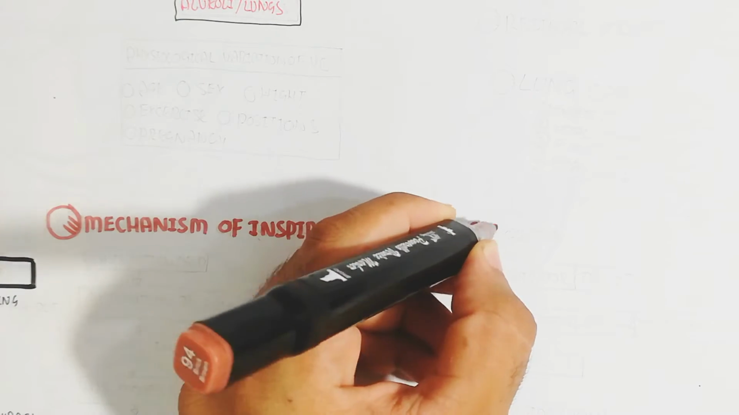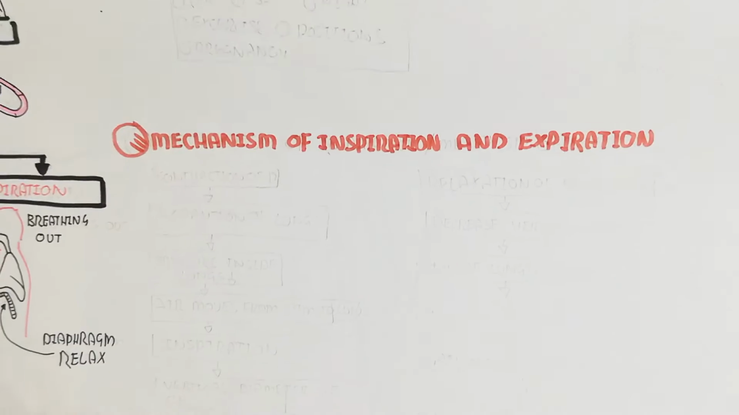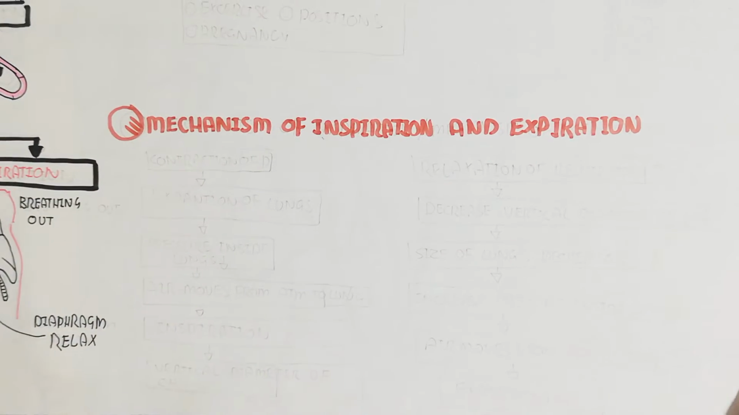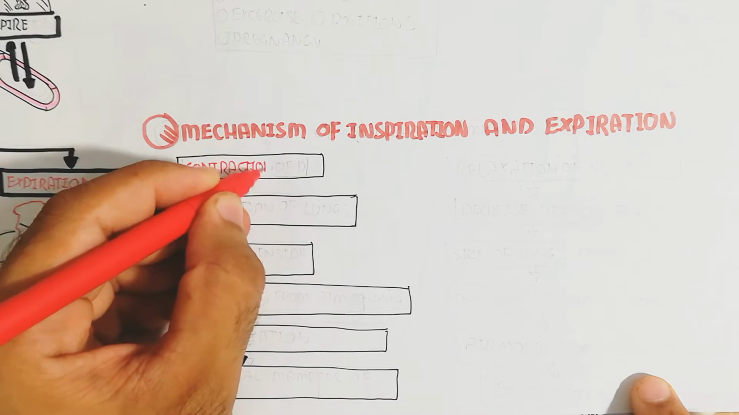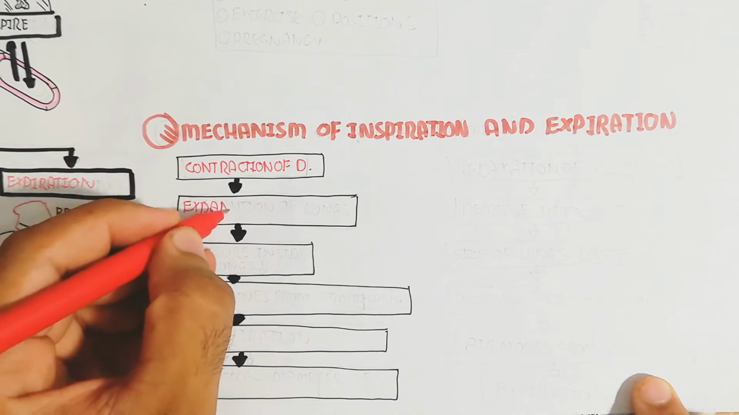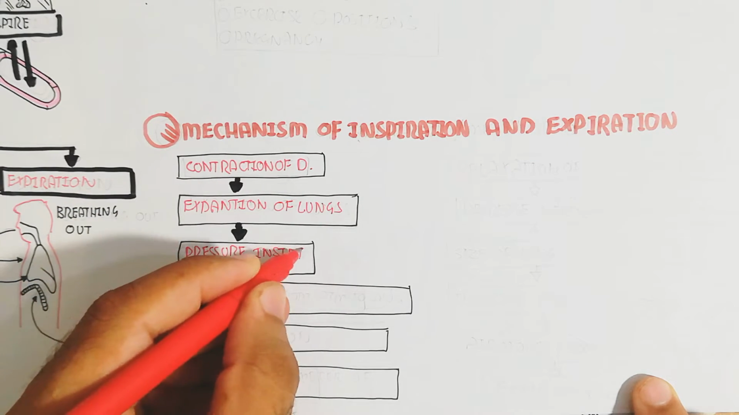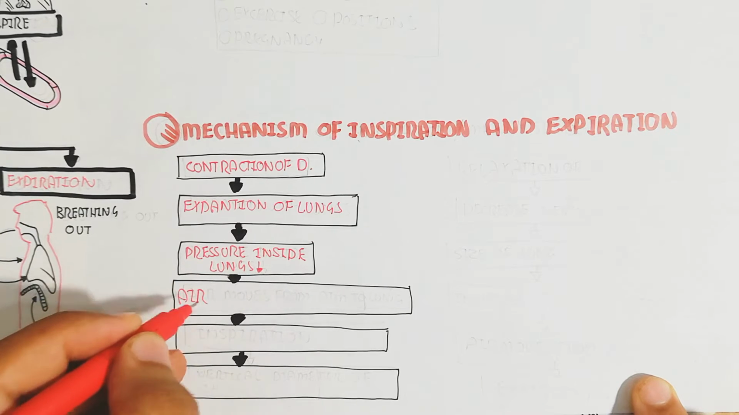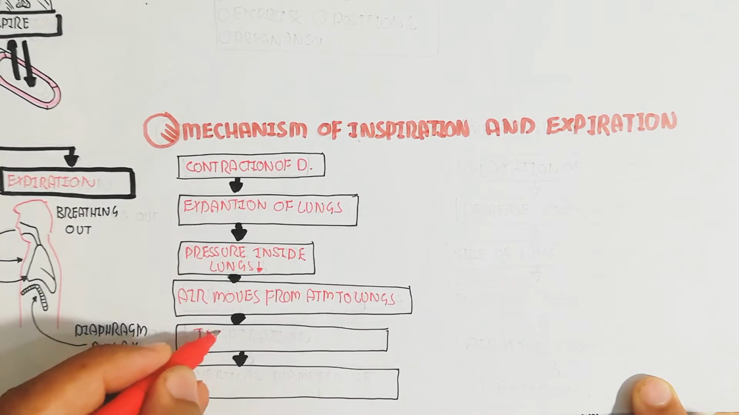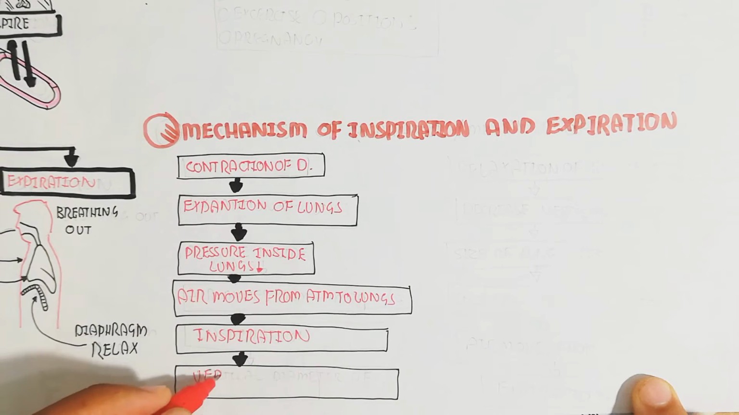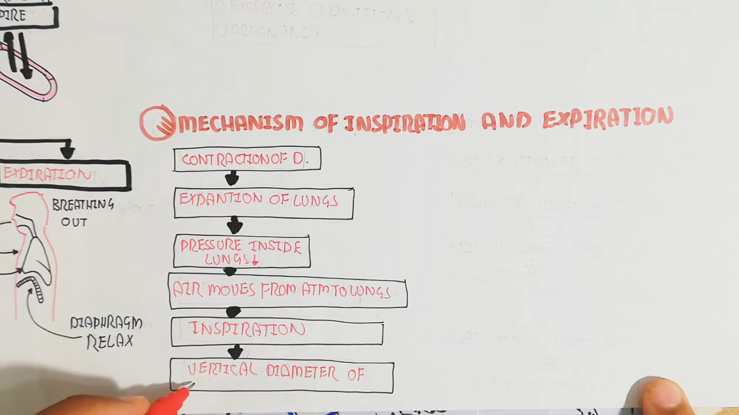First of all we will learn about inspiration. Inspiration means breathing in. The contraction of the diaphragm leads to expansion of the lungs, so the pressure inside the lungs decreases. When the pressure decreases, air moves from the atmosphere into the lungs. After this, inspiration occurs, along with an increase in the vertical diameter of the chest.